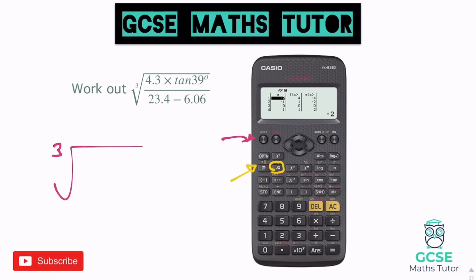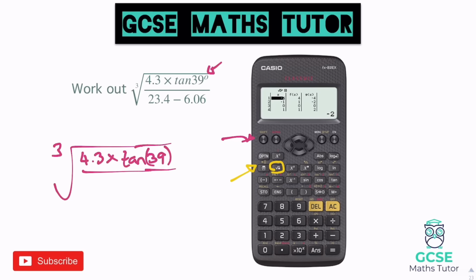So on the top of that fraction there, we're going to type in 4.3 multiplied by, press your tan button, and then press 39, and normally this will go in a bracket, so remember to close the bracket off there. But you don't put this little degrees symbol in, you just put 39, the calculator knows that you're talking about degrees.